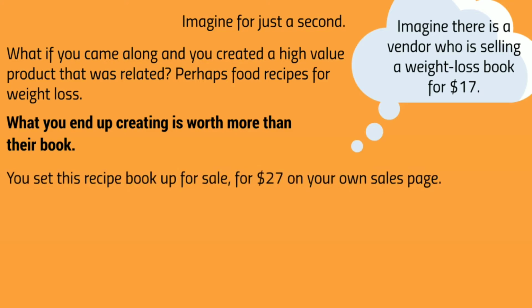In this case, you can set the recipe book up for sale on an actual sales page for $27, while somebody is selling a $17 book or something lower. Basically, you want to make sure that your high value product is either double or a little bit more money than what they are selling, because it's going to make the vendor more likely to say yes. Now, it's got to be realistic. If you're offering something of low value and just bumping up the price, that's not going to work anyway.